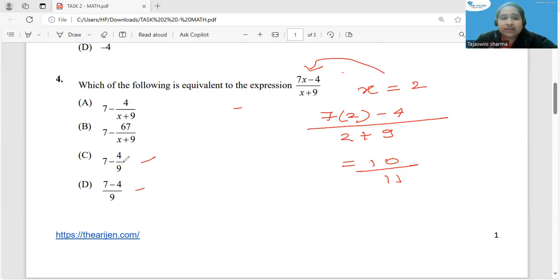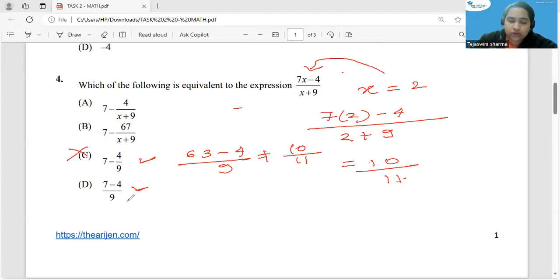That one is the appropriate one. So if I start with the two simpler ones, C and D, option C will give us 7 times 9, which is 63, minus 4, by 9, which is not at all equal to 10 by 11, as the denominator is 11 already. So C is not the right option. You can check D as well. It is 3 by 9, which is 1 by 3. Again, it is not 10 by 11. So now you will work with option B. Now again, here you can see that x is present.